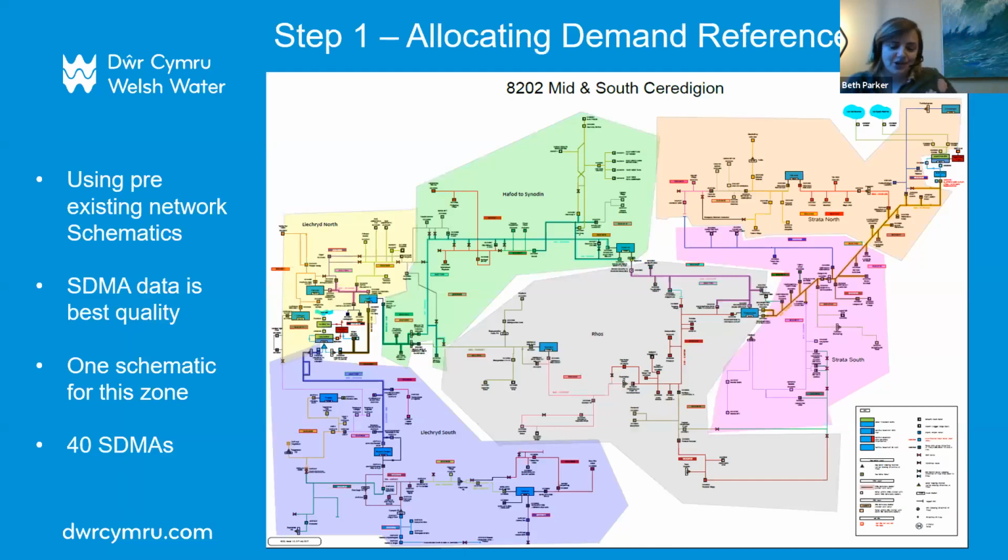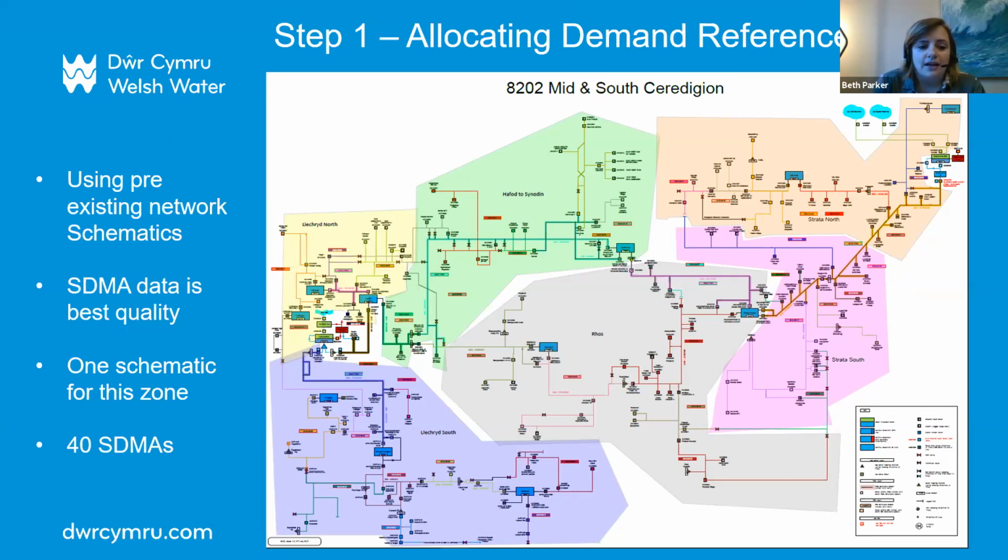There we go. Okay, so this is a leakage network schematic of a zone in West Wales called Mid and South Ceredigion. It's a fairly rural zone. The most nearby town would be Lampeter, if anyone's aware of that. And it has two sides to the water resource zone, one which is a river extraction and a water treatment works, and the other which is two reservoir extractions and a water treatment works.